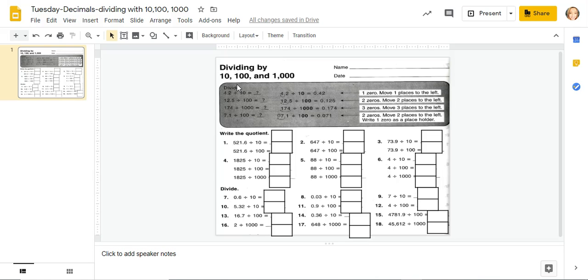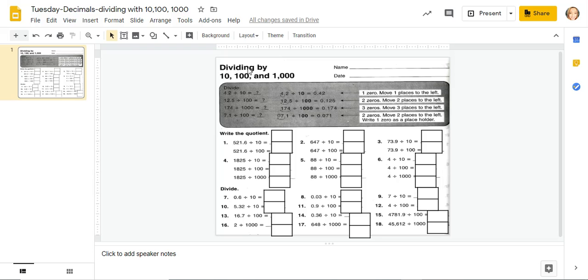And what do these numbers have in common here? Well, they all start with a 1 and they all end with a 0. Since they just start with a 1 and end with 0, all you have to do when you're dividing a number that has a decimal point in it by a tens, a hundreds, or 1,000 is count the number of zeros that you have here, and you're going to shift your decimal point to the left that many times.